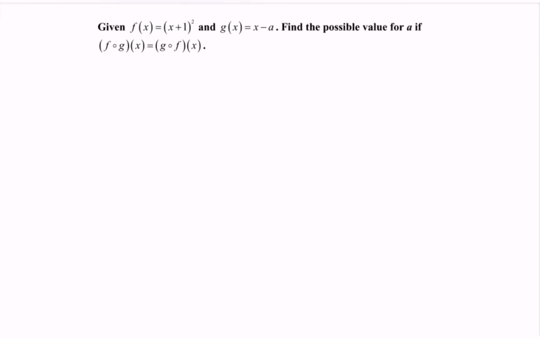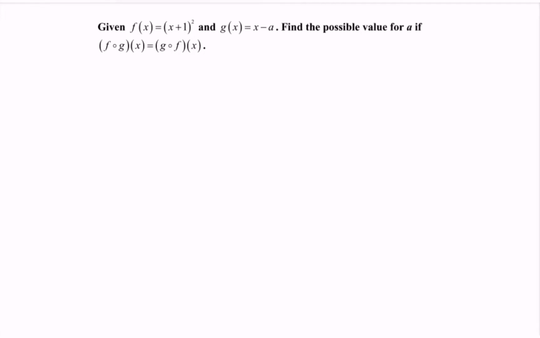In this video, I'm going to discuss the example for function and graph. Given the function f(x) and the function g(x), find the possible value of a if f∘g equals g∘f. Kindly focus on the left hand side, where we have f∘g, meaning that we substitute g into f(x).